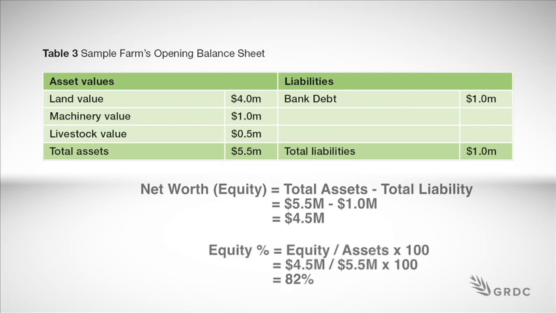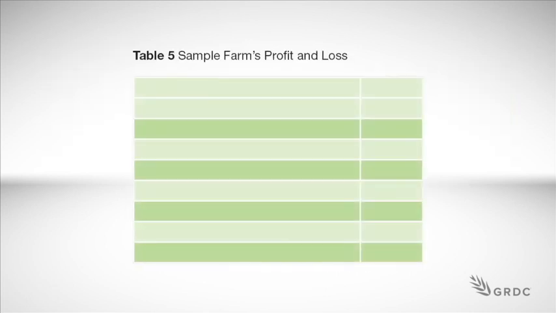An important measure is equity percentage, which is the equity expressed as a percentage of total assets. In this case, it's $4.5 million as a percentage of $5.5 million, which is 82% equity. Now let's look at the profit we might make over the coming year.